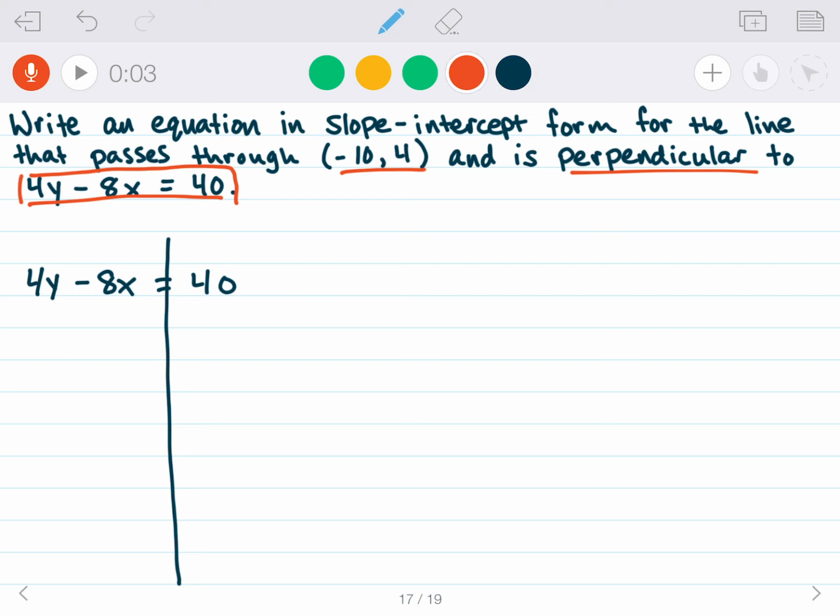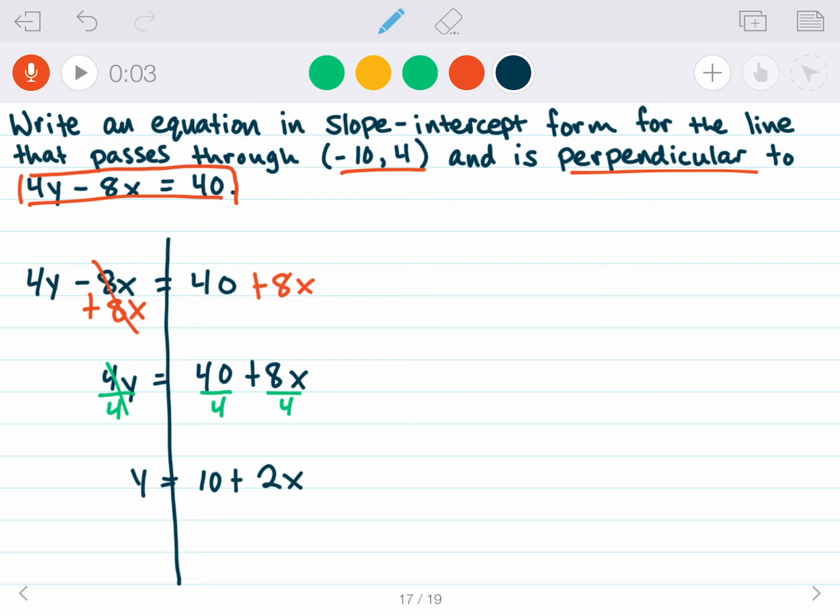So the first thing I'm going to do is add 8x to both sides. It's going to give me 4y equals 40 plus 8x. I'll now divide both sides by 4 to get y alone. And so I get y equals 40 over 4, which is 10, plus 8 over 4, which is 2, so it's 10 plus 2x. So what is my slope?